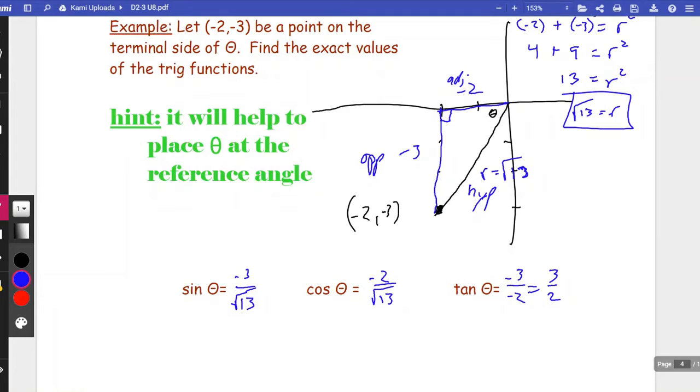Cosine, adjacent over hypotenuse, would be negative 2 over square root 13. And then tangent, negative 3 over negative 2, opposite over adjacent. Since they're both negative, I made them both positive.